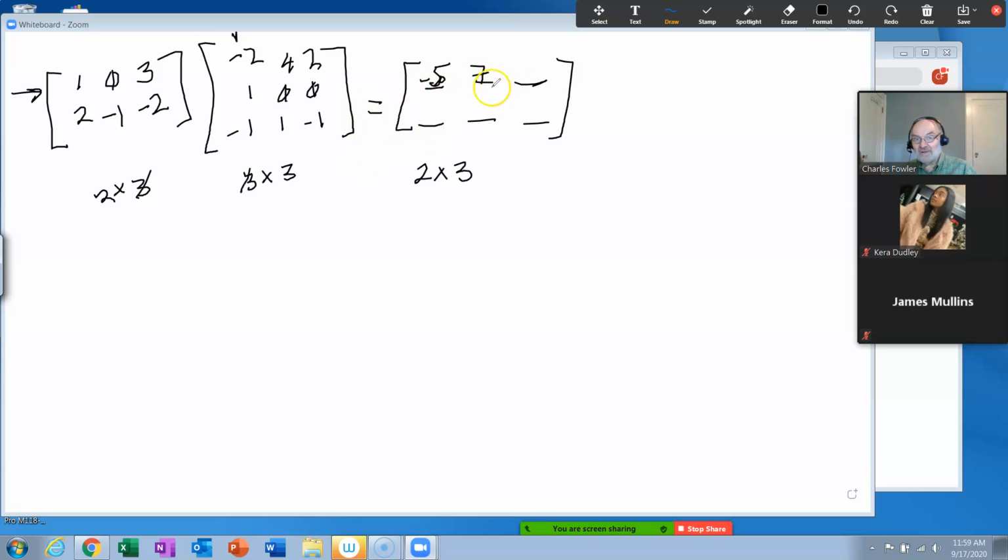This entry right here is the 1-3 entry, so that means we'll stay with the first row here and do the third column here. So that's going to be a 2 minus 3, which will be a -1.